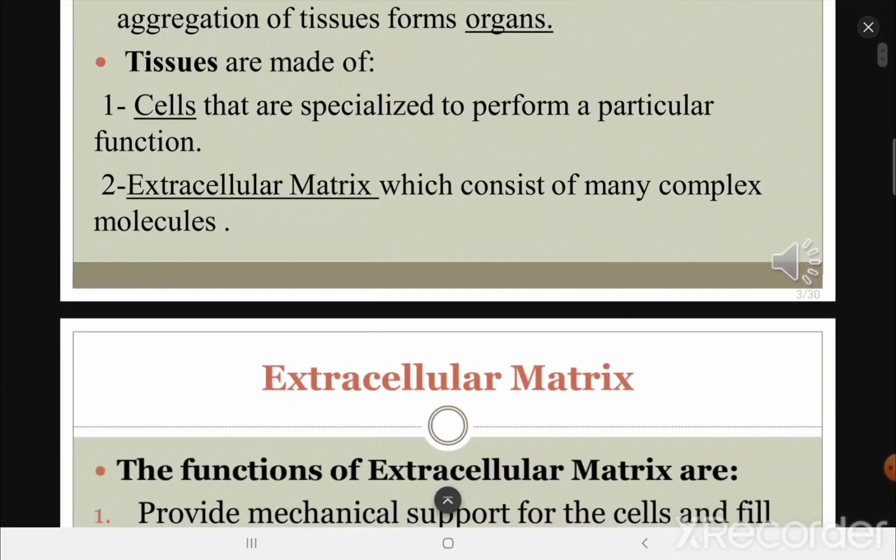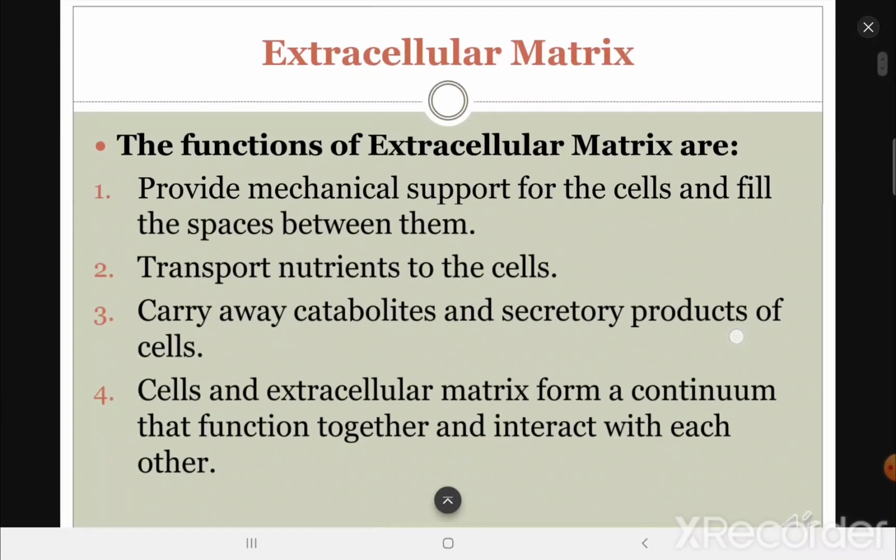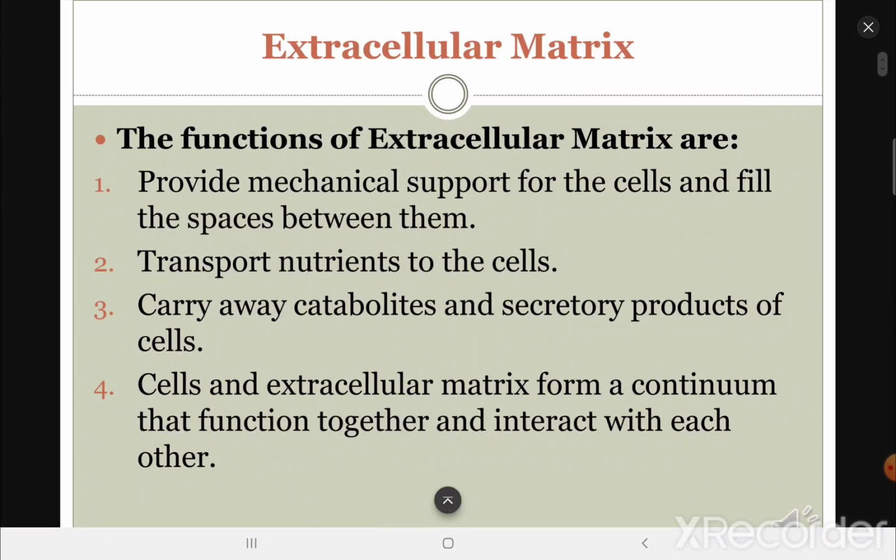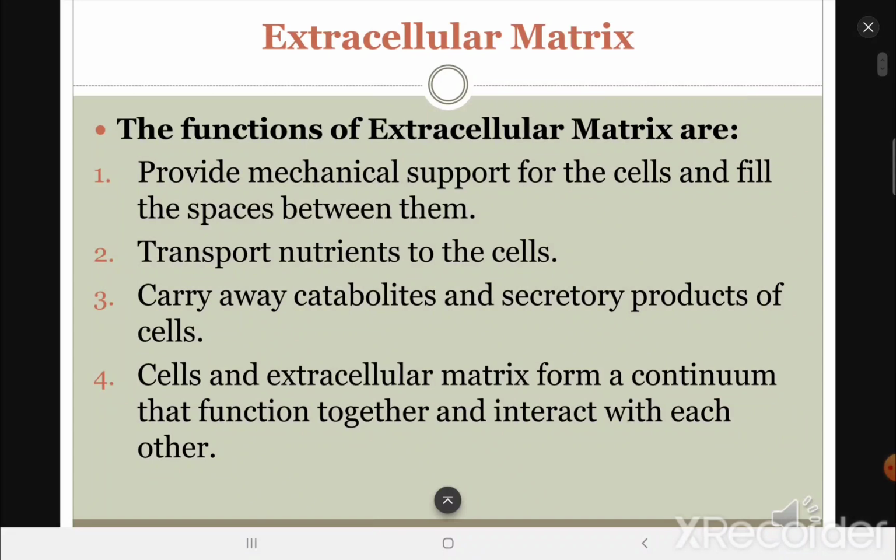Regarding the function of the extracellular matrix, first it provides mechanical support for the cells and fills the spaces between them. Second, it transports nutrients to the cell. It carries away catabolites and secretory products of the cells. Cells and extracellular matrix form a continuum. They are always in continuous interaction with each other.